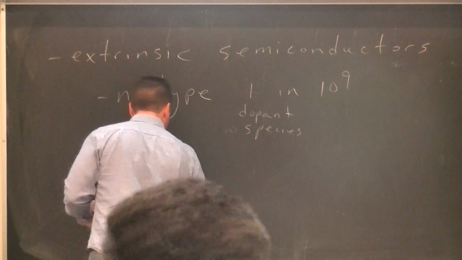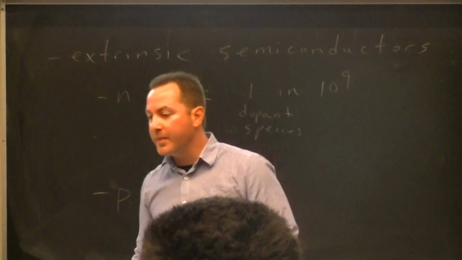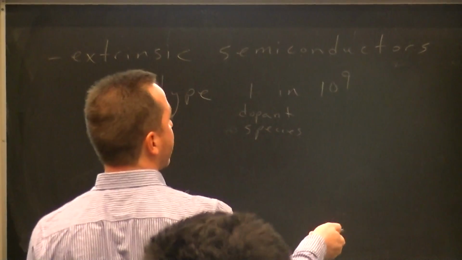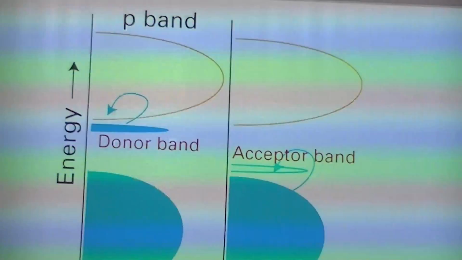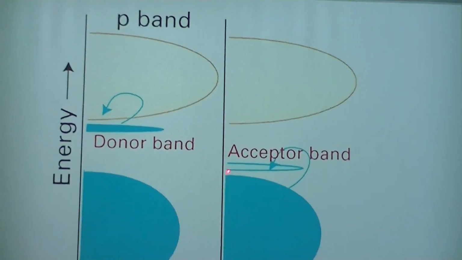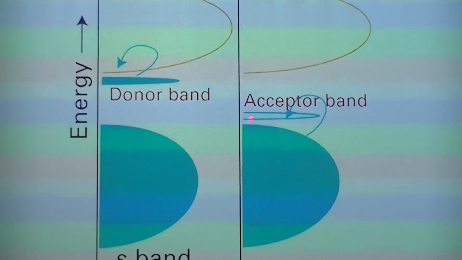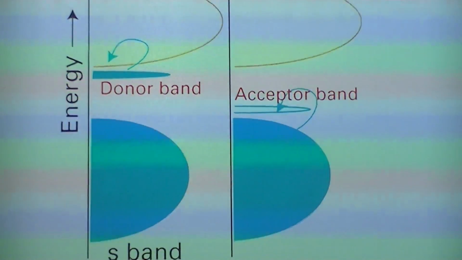For the P-type semiconductor, you're going to do the opposite. Basically, you're going to dope your material. Let's take, for example, silicon. You're going to dope it with something that has fewer electrons, like, for example, gallium. If you do that, you will form a small band there. It's going to be, again, higher in energy than the valence band. But now this band is going to be empty.